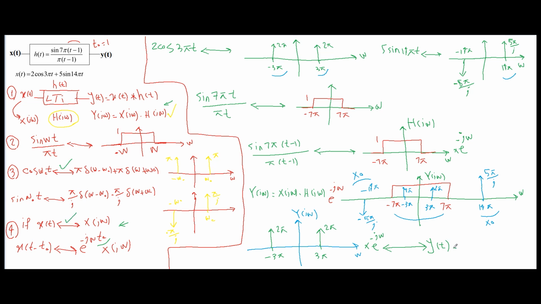Now we take the inverse Fourier transform to obtain y of t. Using the known properties, the output signal becomes 2 times cosine of 3 pi times t minus 1. In conclusion, we can say that in the frequency domain, this LTI system behaves like a filter. It passes signals that lie within its frequency band and blocks signals that lie outside of it.